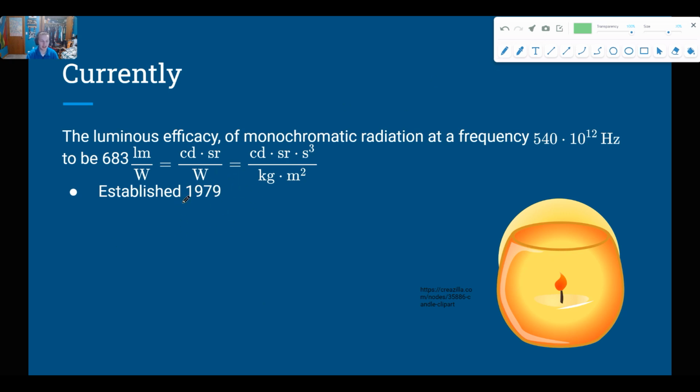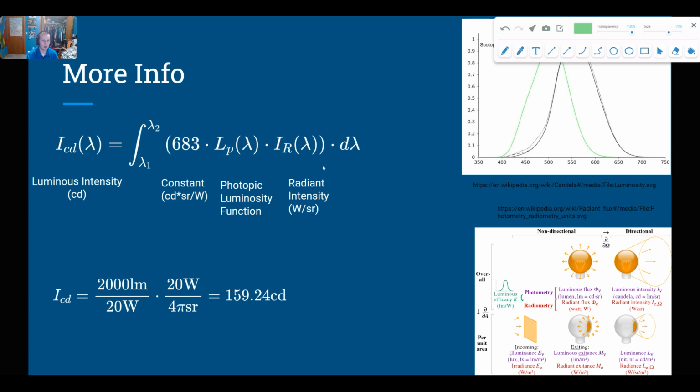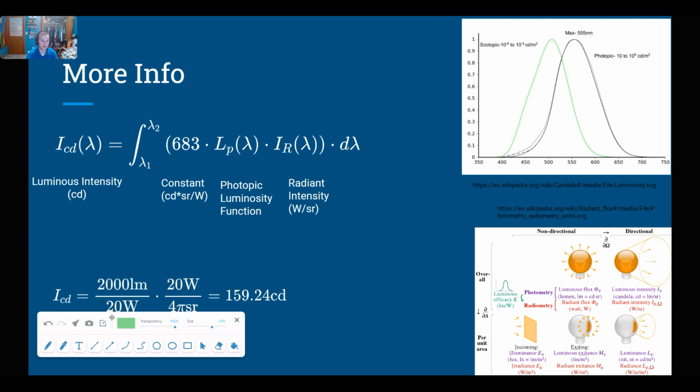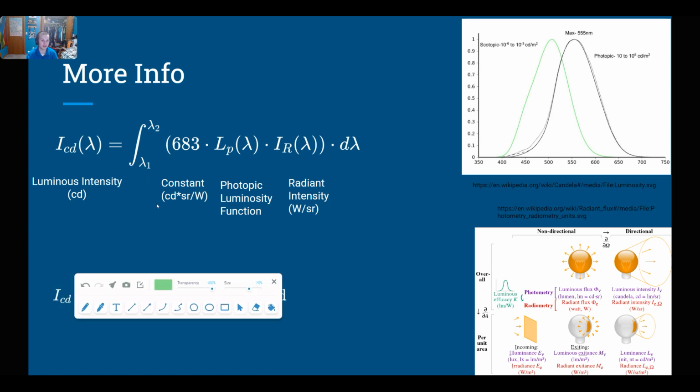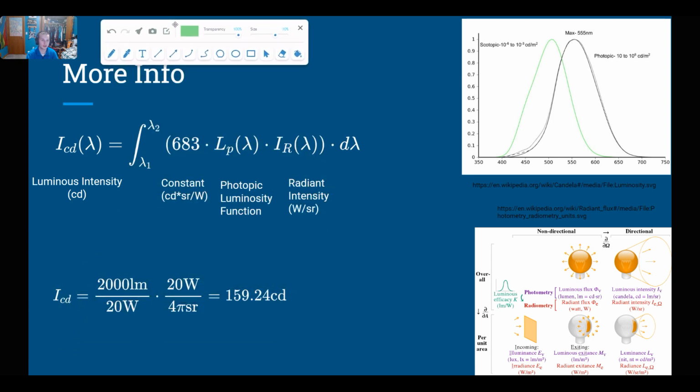This was established in 1979, the current definition. There's a candle down here because the candela is based on approximately the brightness and intensity of one candle. Of course, candles vary wildly, but it is approximately that. So a little bit more info. We're going to dive into this a little bit more so that we can get a better understanding of what is going on here.